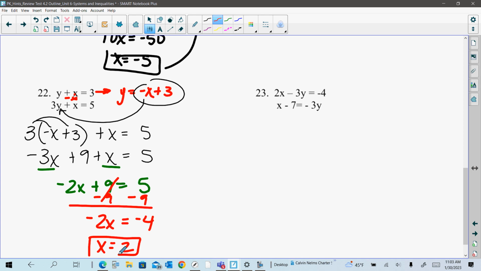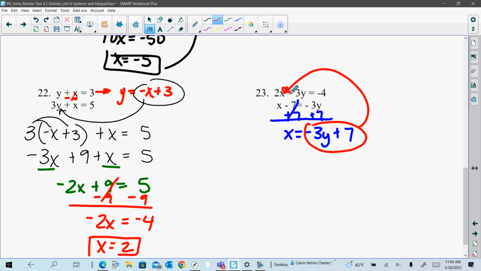So to do 23 by substitution, I would solve for the x here. So x is going to equal negative 3y plus 7. I isolate this x, so now I can plug this back into the first equation using parentheses. So 2 parentheses negative 3y plus 7, close the parentheses, minus 3y equals negative 4.